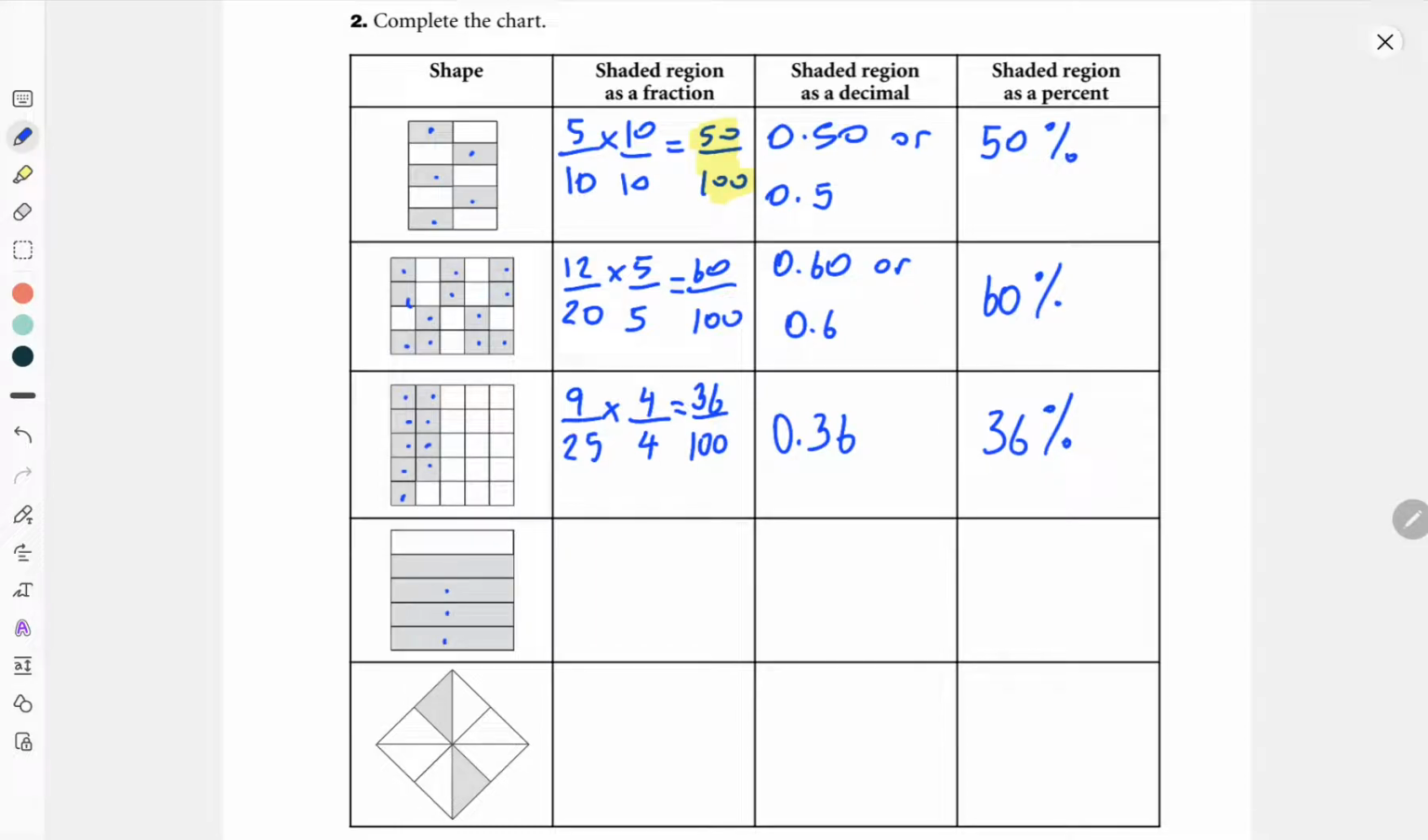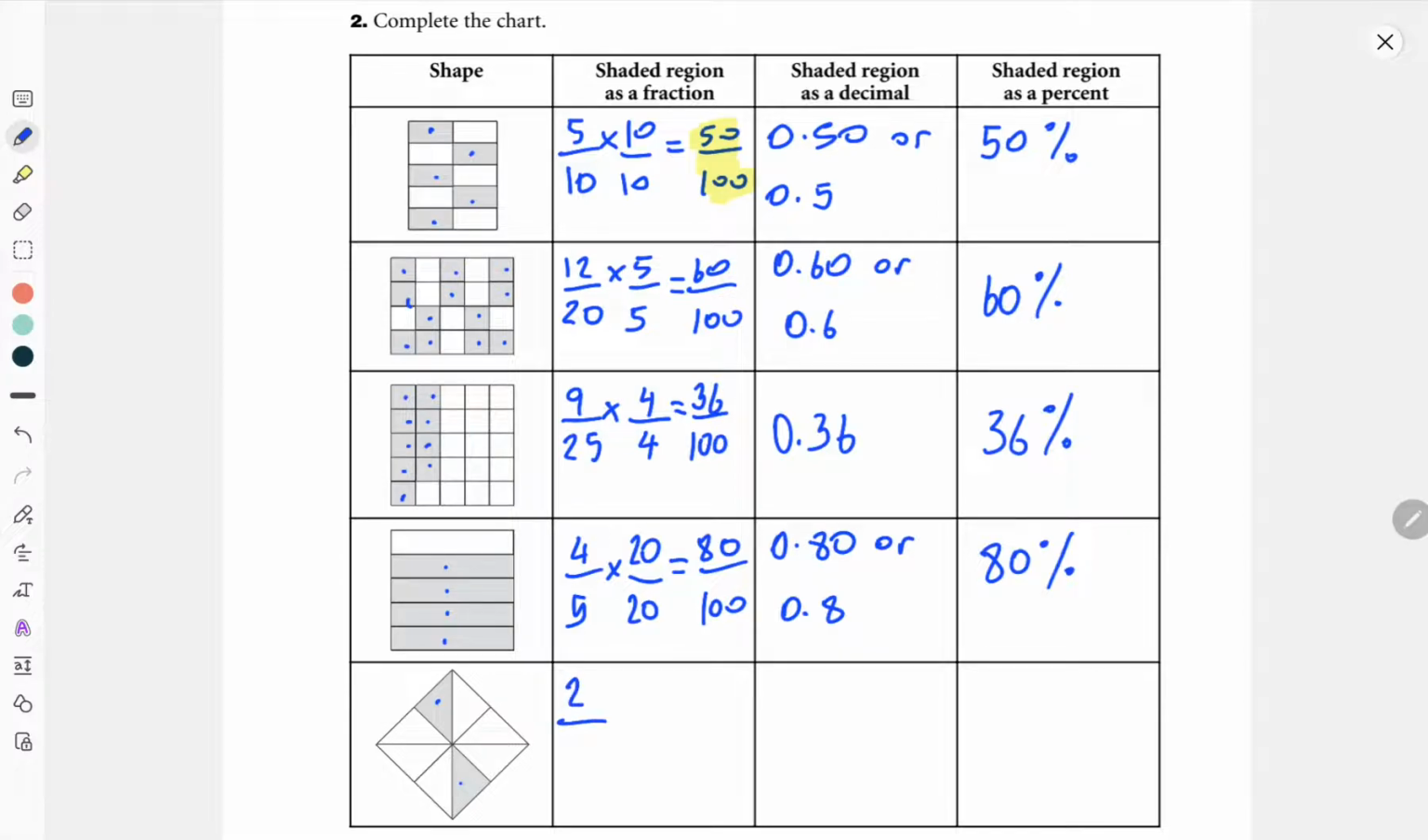So we have 1, 2, 3, 4, so it is 4 over 5, right guys? 4 over 5. Now 5 times what is going to give us 100, boys and girls? 5 times 20, right? 5 times 20, and we will have 4 times 20 is 80 over 100. Now 80 over 100, let's write it as a decimal. We can write it as 0.80, or we can write it as 0.8, right guys? And the shaded region as a percent is 80%. 80%.